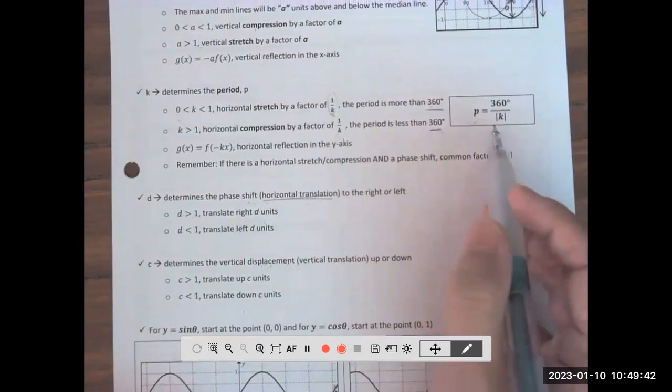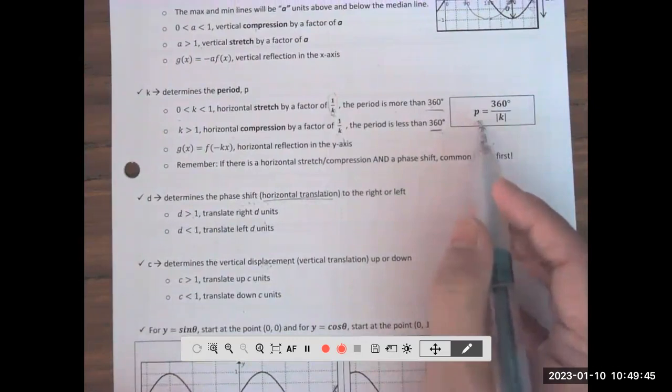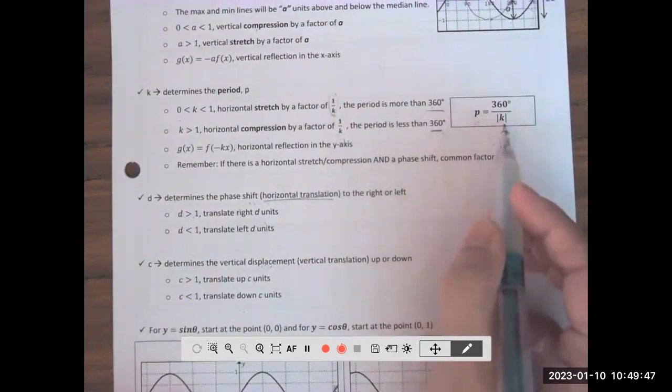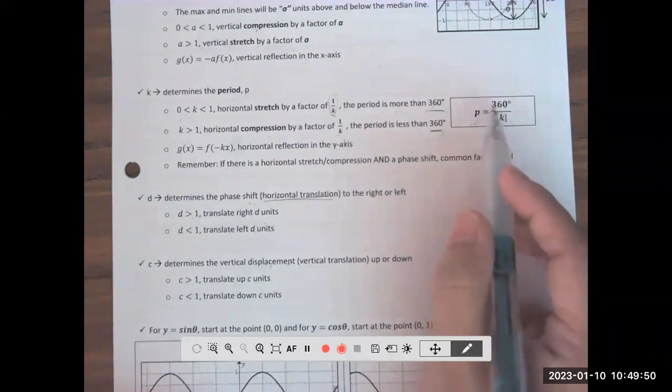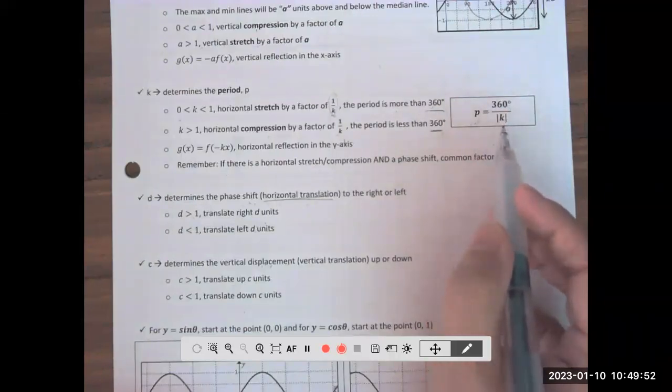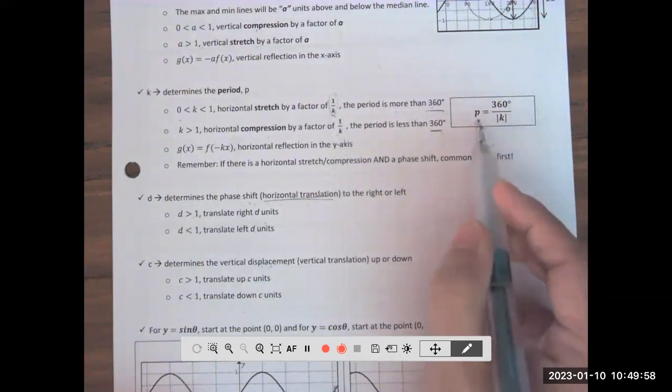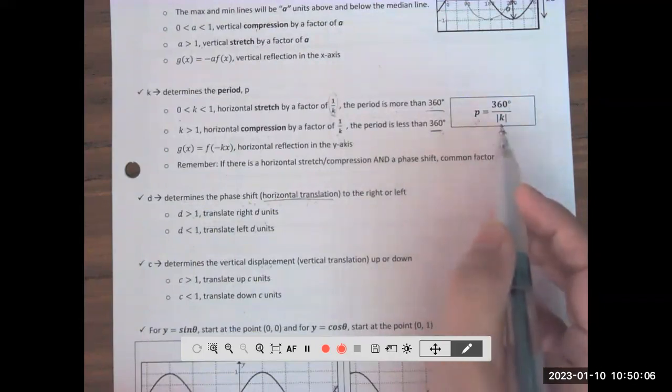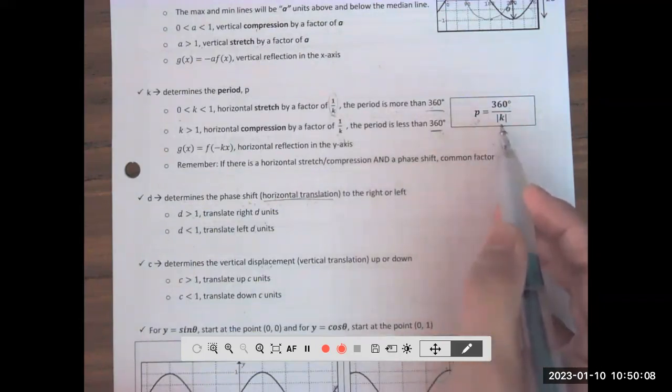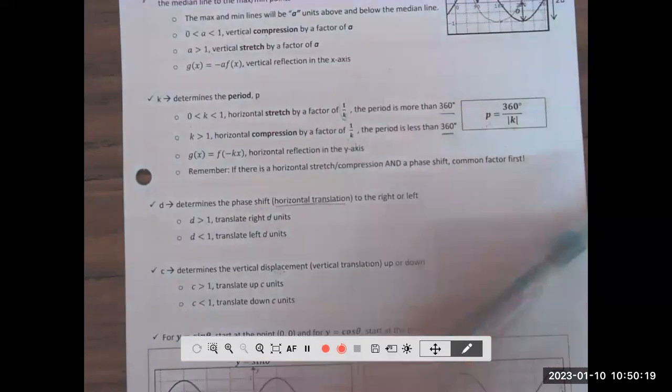Okay, so how would you know what 1 cycle is? Let's say the K value is 2. What's 360 divided by 2? 180. That means the period is now 180. Is that a stretch or compression? Compression. Okay. What happens if your K value is a half? What is your period? 720. Is that a horizontal stretch or compression? Stretch. Good. Okay. Really good, guys.